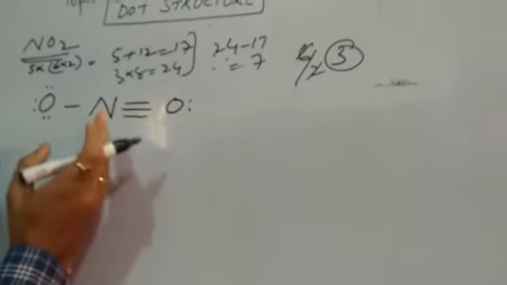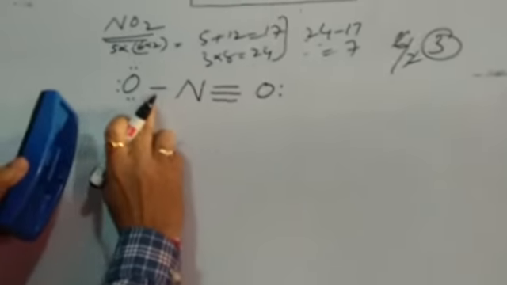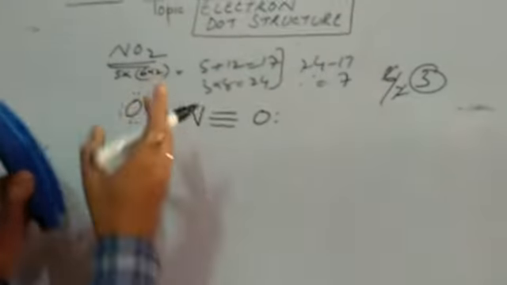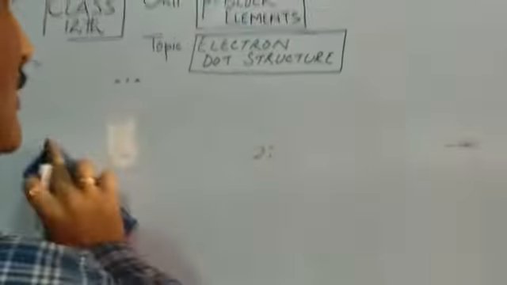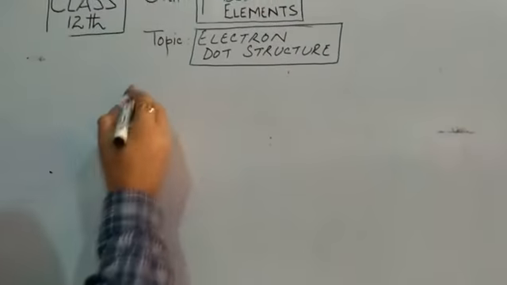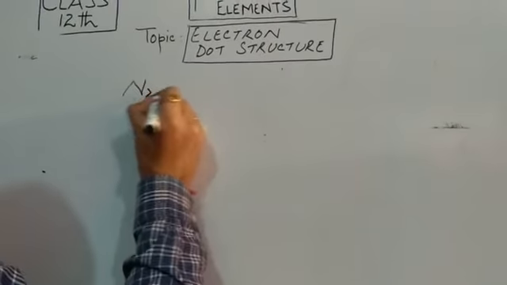We can shift this triple bond from here to here also. Then this will go to there. So it is one of the structures of nitrogen dioxide. Now coming to the electron dot structure of nitrogen trioxide, N2O3.